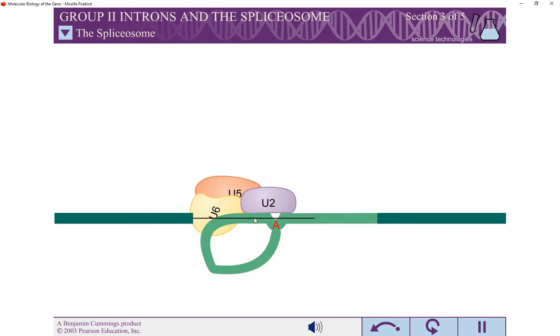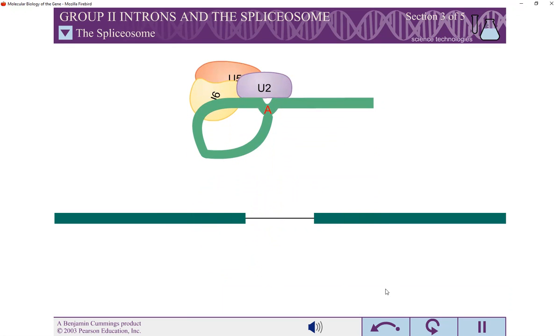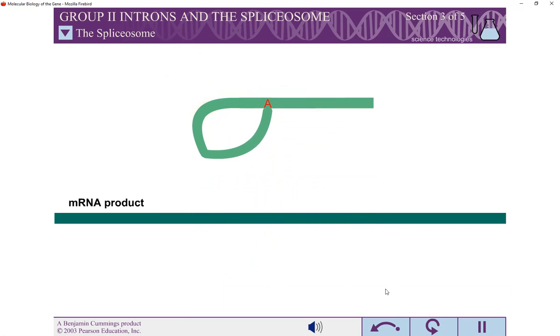U5 helps bring the 5' and 3' splice sites together, facilitating the second transesterification reaction. The spliceosome then releases the mRNA product and the intron lariat. Note, in reality, the 5' and 3' splice sites are much closer together for this reaction. So this is how the reaction takes place.